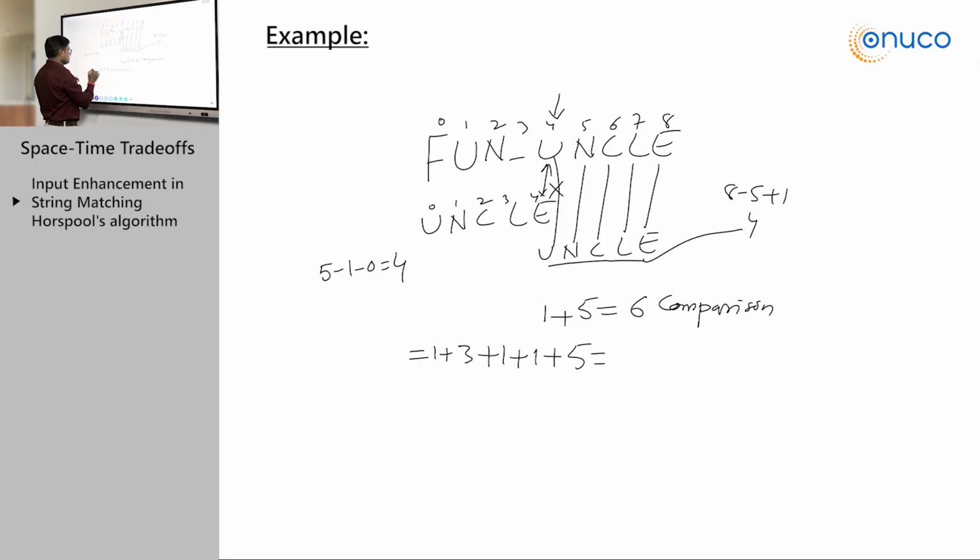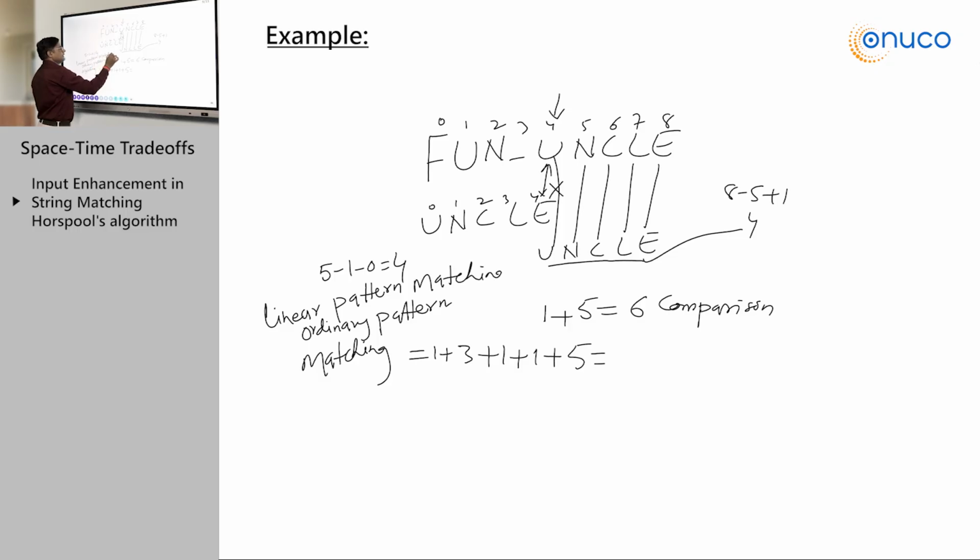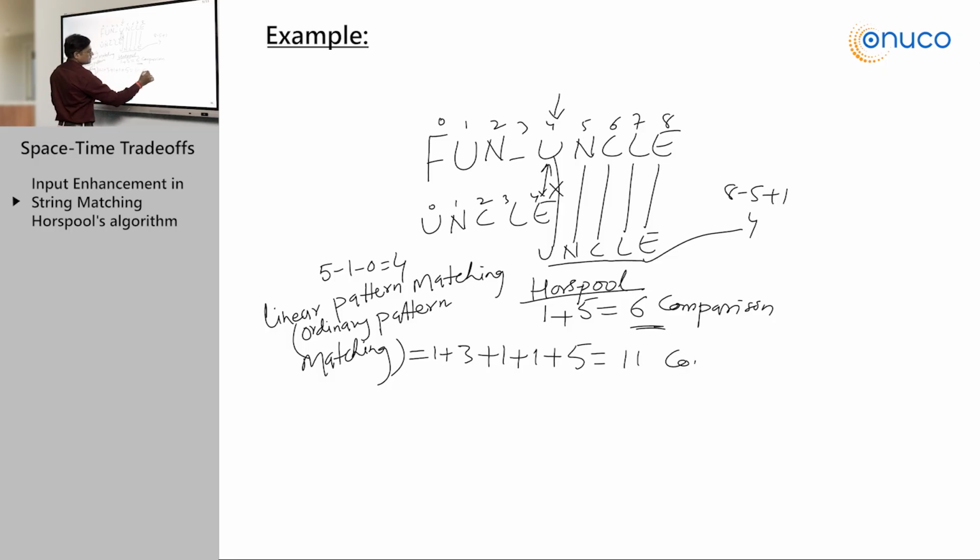How many total comparisons are required in ordinary pattern matching, or we can say linear pattern matching, or sequential pattern matching? So this is based on Horspool. 6 comparisons. Here 4 plus 1, 5 plus 1, 6 plus 5, 11 comparisons.